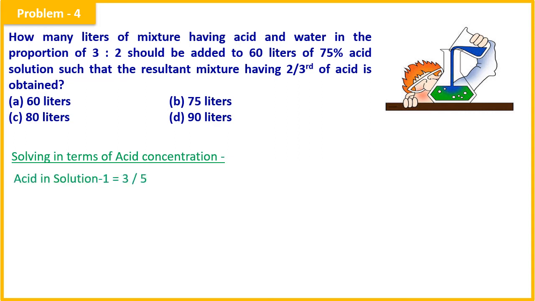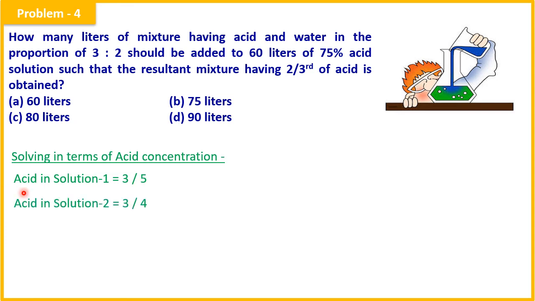So acid in the first solution is 3/5 because in the first solution acid and water are in the ratio of 3:2. If there are 3 parts of acid and 2 parts of water, total are 5 parts, out of which acid is 3 parts. Hence the concentration of acid in first solution is 3/5.